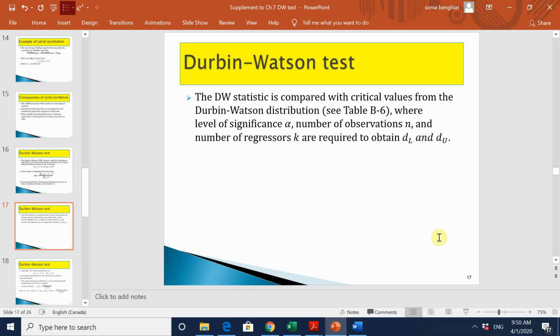So the Durbin-Watson statistic is compared, of course, to a critical value from the Durbin-Watson distribution, which I'll show you in just a little bit. We need to specify the level of significance alpha at which the test is conducted, the number of observations that we're looking at, so that's your n observations or your n residuals in this case. And of course, we need to know how many predictors or regressors we're looking at in the model, right?